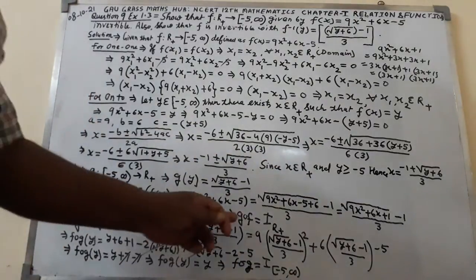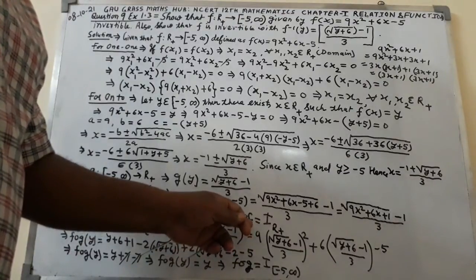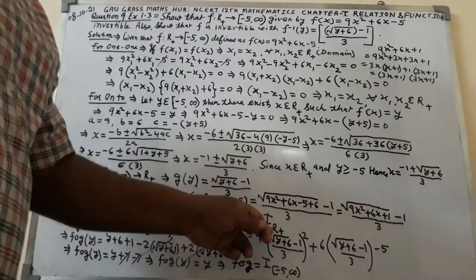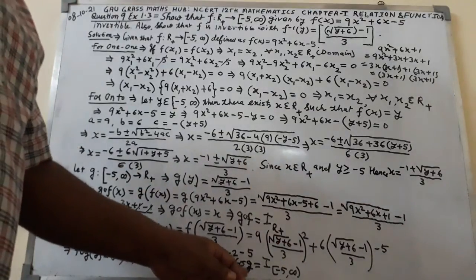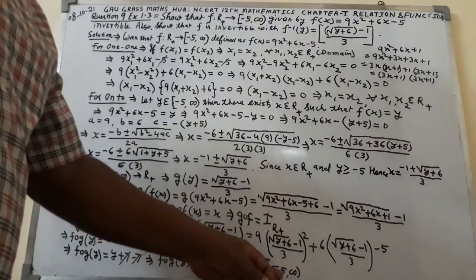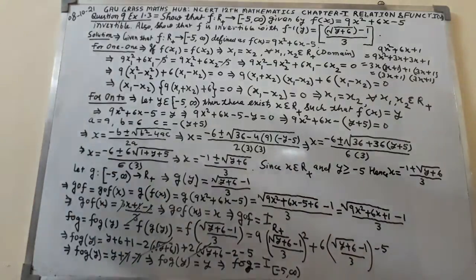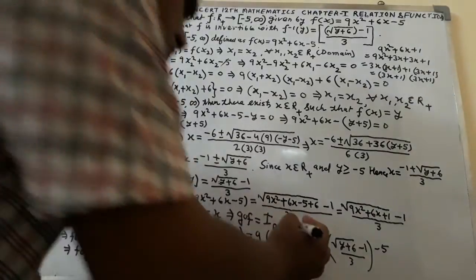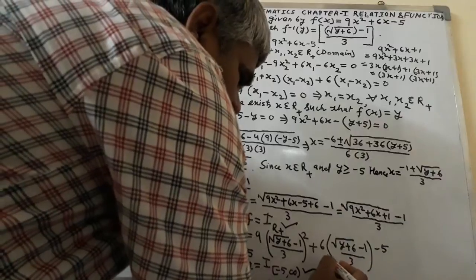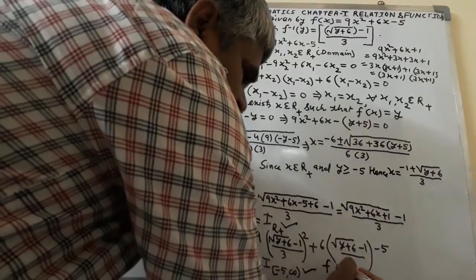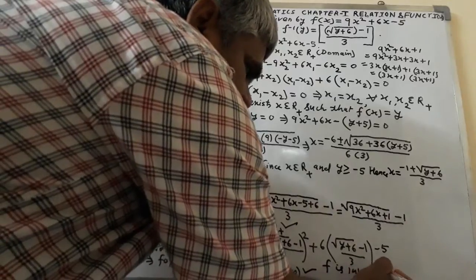So since GOF, g of f, is equal to the identity function on the set of positive real numbers, and f of g is equal to the identity function on the closed interval -5 to infinity, hence from this we will get f is invertible. This thing we have to prove.